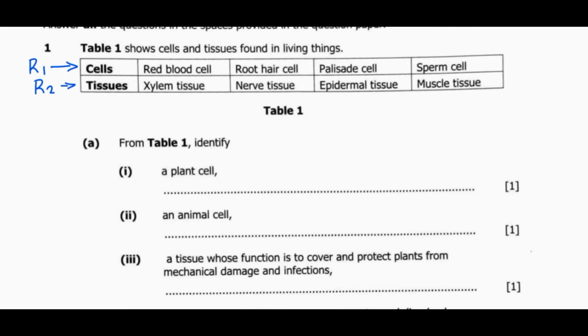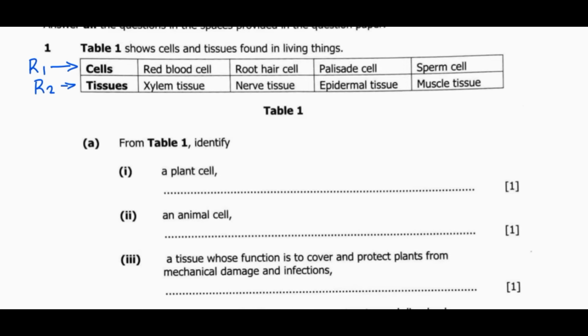Then nerve tissue has to do with the nerves. If you look at the nerves, we are looking at structures where the nerve impulses are being transported. Then if you look at the epidermal tissue, it is coming from the word epidermis, that has to do with the protection of certain parts from mechanical damage and infection. Then muscle tissue has to do with movement. We know that if we are trying to move, bend, or maybe lift something, muscles are responsible for such actions. Now let's dive in for the first question.